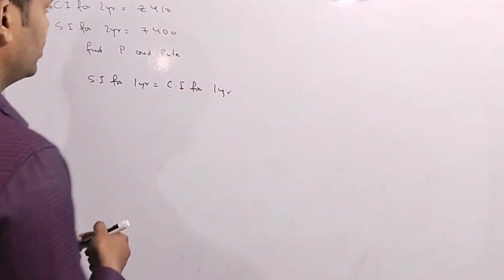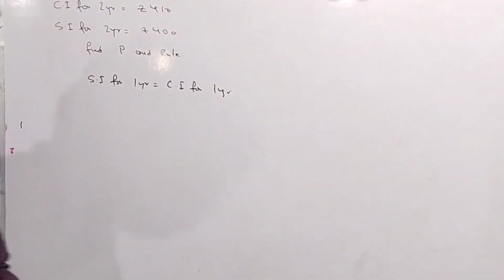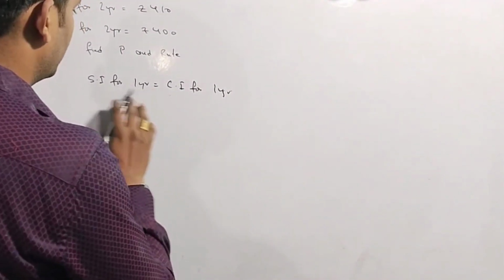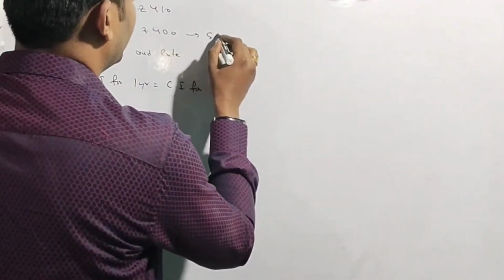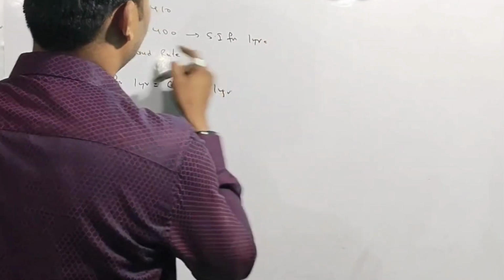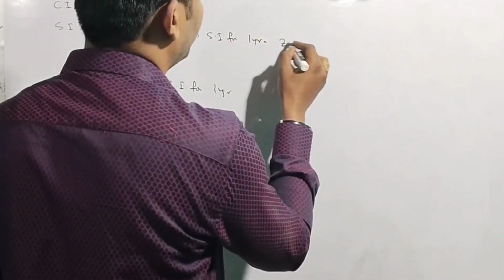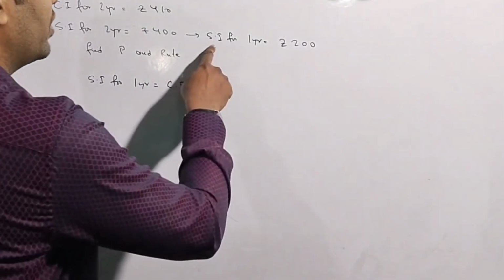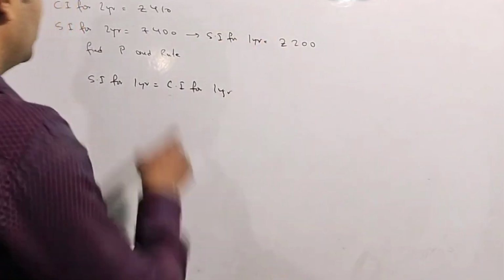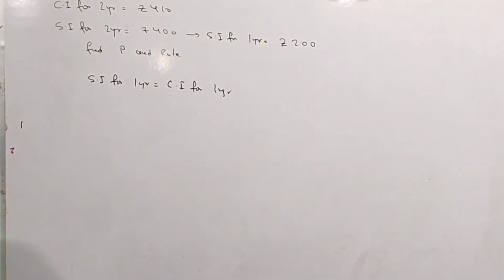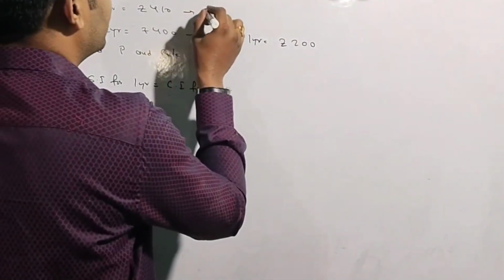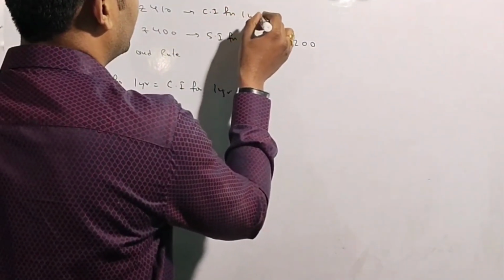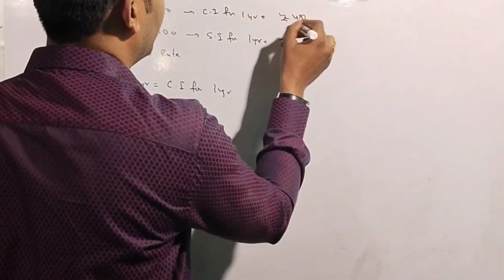If you do one thing, simple interest for 1 year, SI for 1 year, is equal to how much? For 2 years it is 400, so 1 year will be rupees 200 only. So simple interest for 1 year is rupees 200 only, divided by 2. And compound interest for 1 year is equal to rupees 410 by 2. We can write like this.